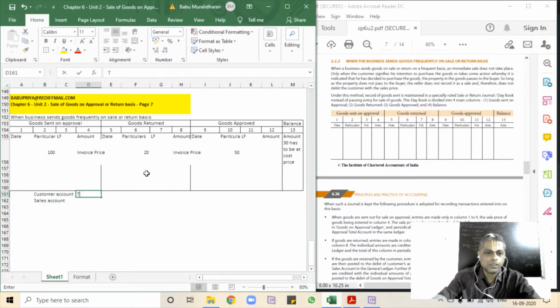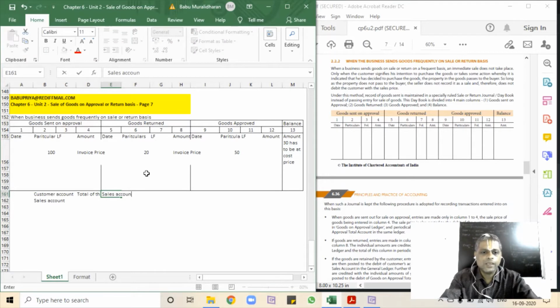With this total of this column, the amount will be taken to the customer. The individual customer will be debited, and then the sales account will get credited. Similarly, this also will happen at the same level. Reverse entry will be processed: sales account debit and customer account credit.